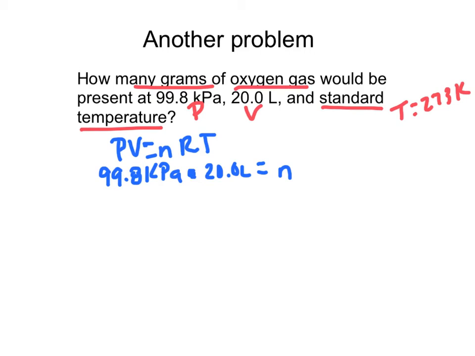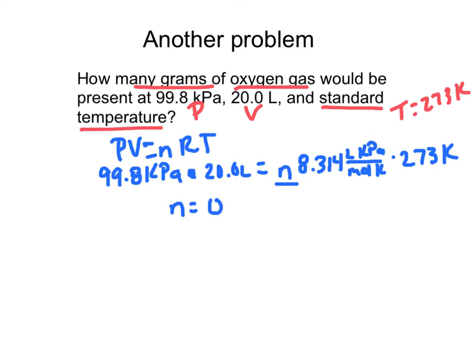This one I need the one with kilopascals in it, which is 8.314 liter kPa per mole Kelvin, times my temperature, which is 273 Kelvin. When I go through all this, I need to get N all by itself. So really what I'm going to do is multiply this times this, divided by this, divided by that. And when I do that, I end up with N equals 0.879 moles in 3 sig figs.